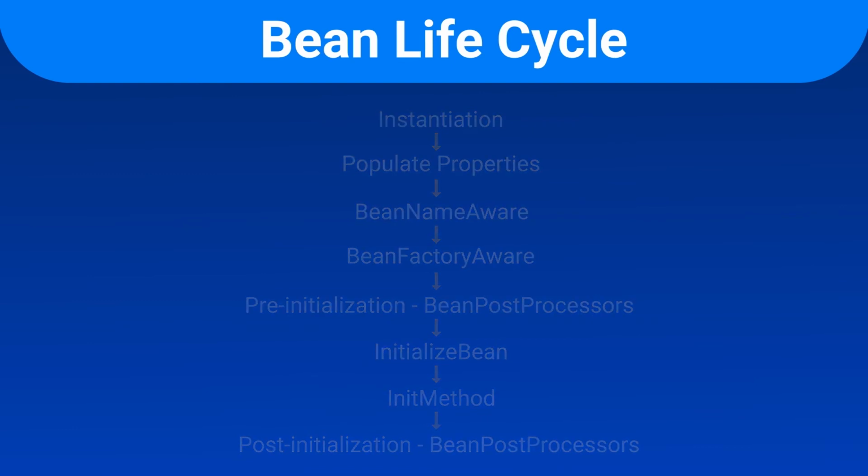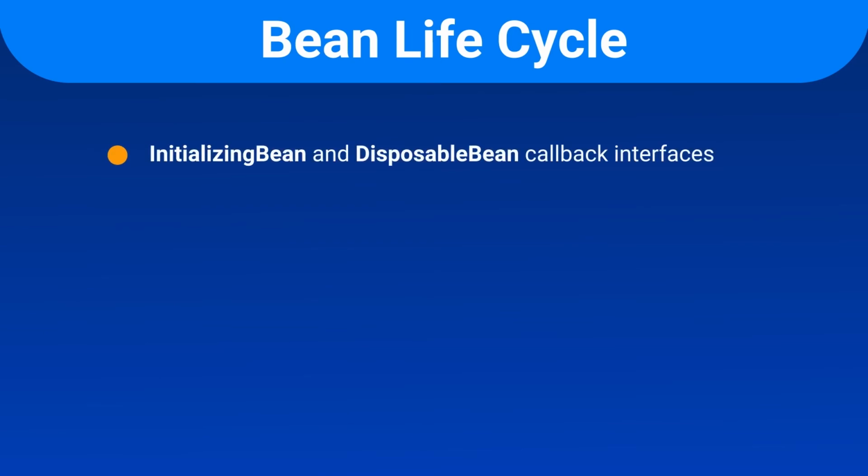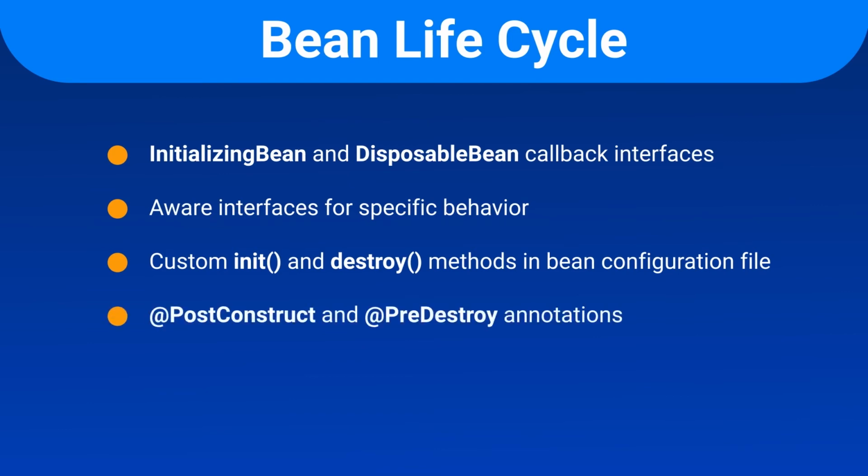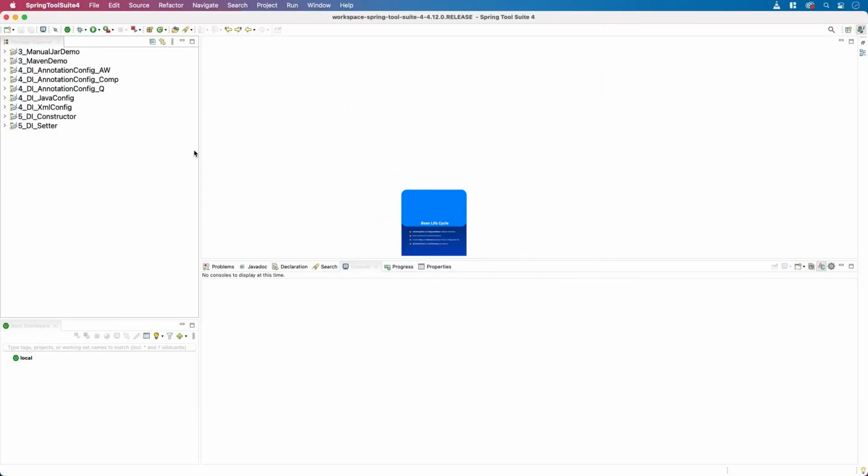Spring Framework provides the following 4 ways for controlling lifecycle events of a bean. They include InitializingBean and DisposableBean callback interfaces, Aware interfaces for a specific behavior, custom init and destroy methods in bean configuration files, and last but not least, @PostConstruct and @PreDestroy annotations. We're going to do a demonstration using PostConstruct, which allows us to execute tasks right after the work in the constructor is complete.